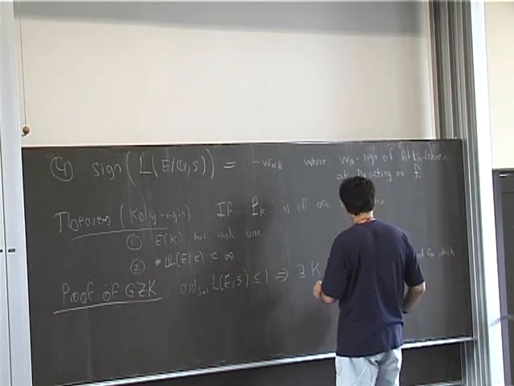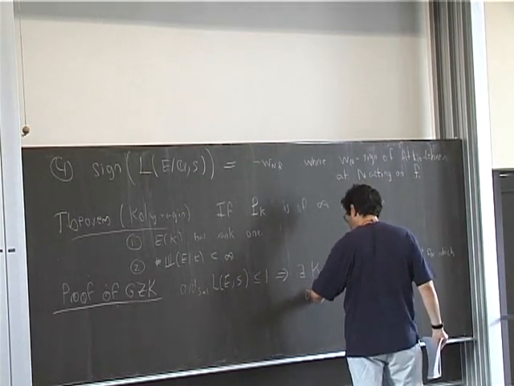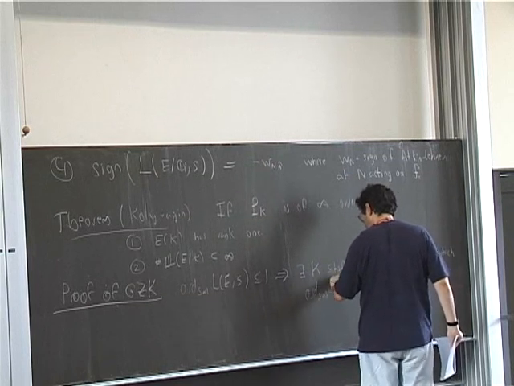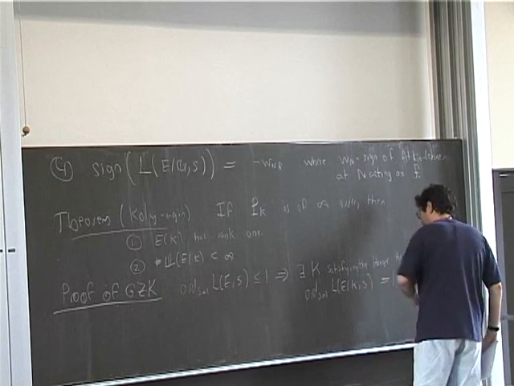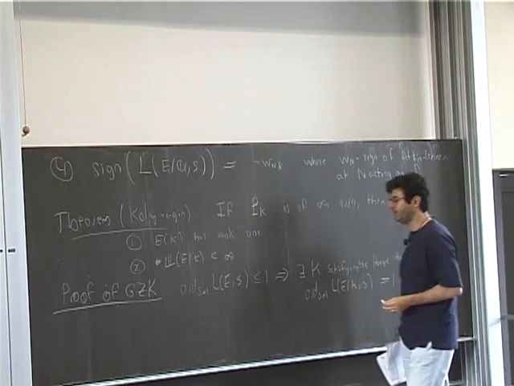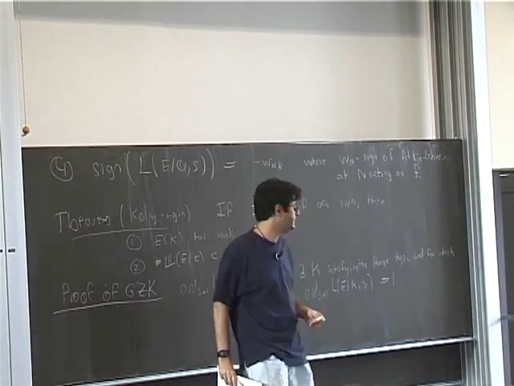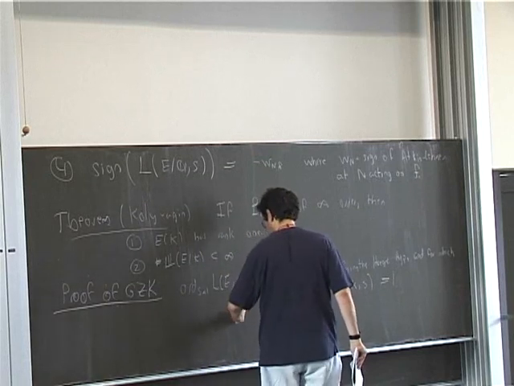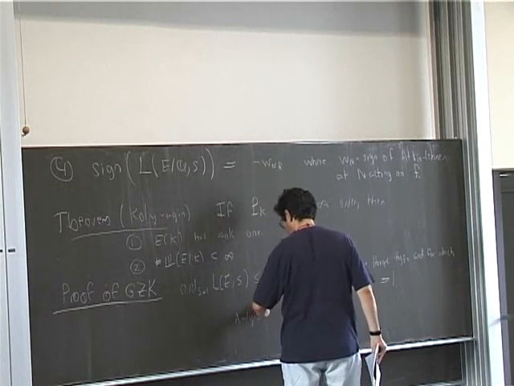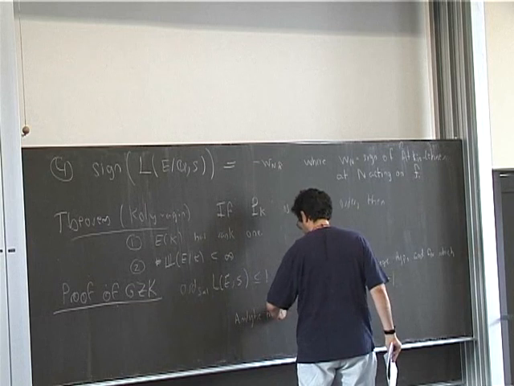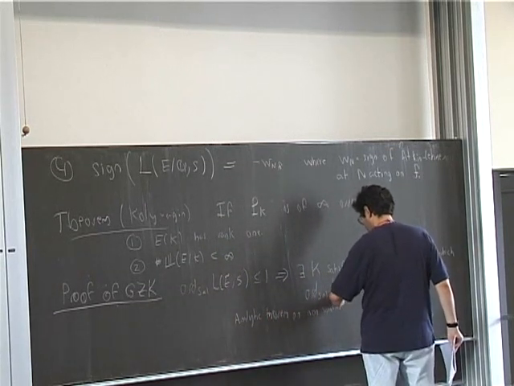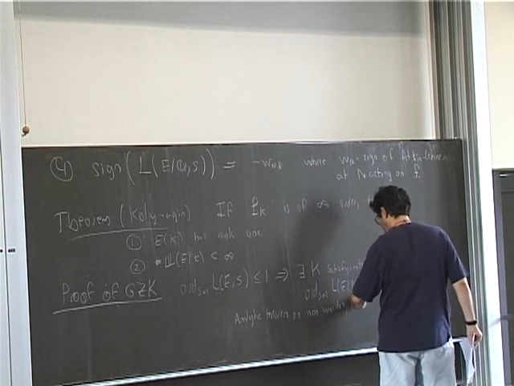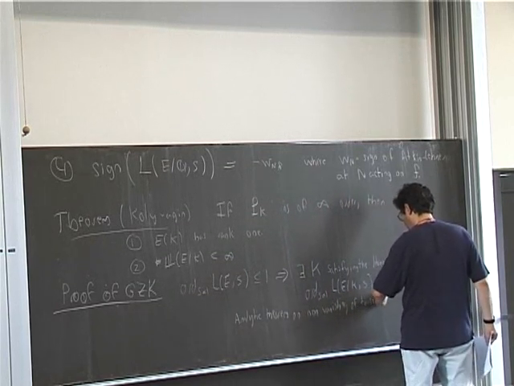So there exists a K for which the order of vanishing at s equals 1 of the L series of E over K is actually equal to 1. So this is a theorem. This is a non-trivial result, but this is an analytic result. This is an analytic theorem on non-vanishing of twists of L series.